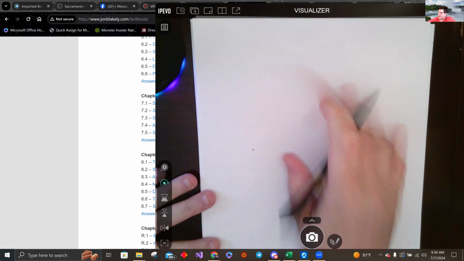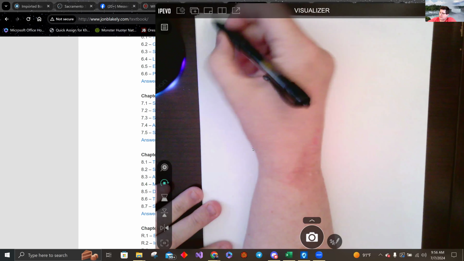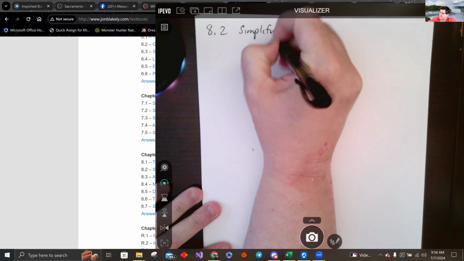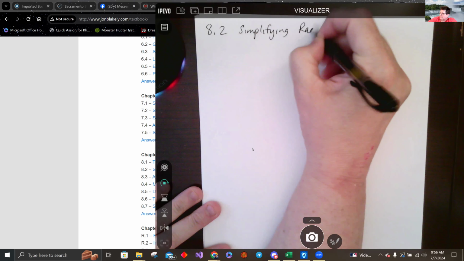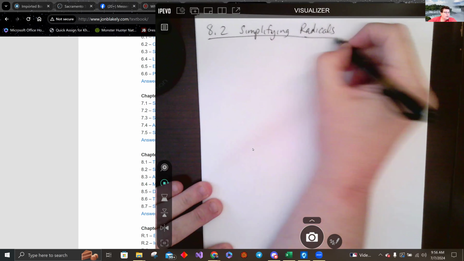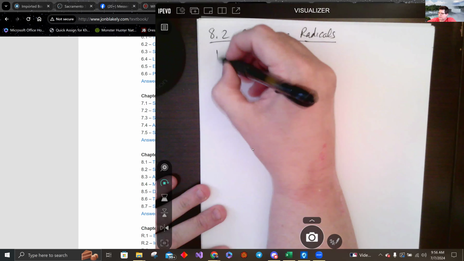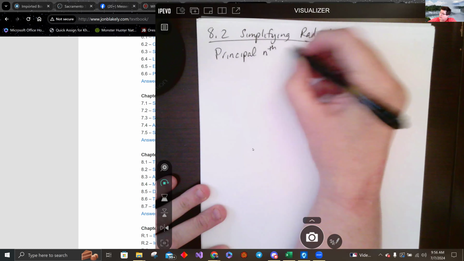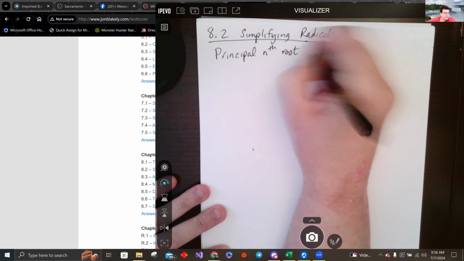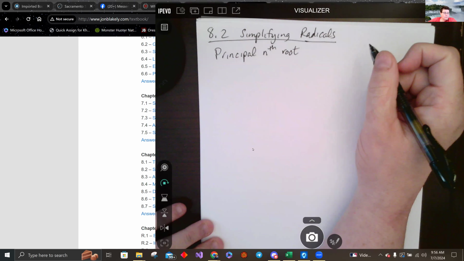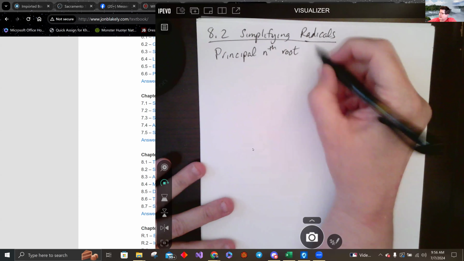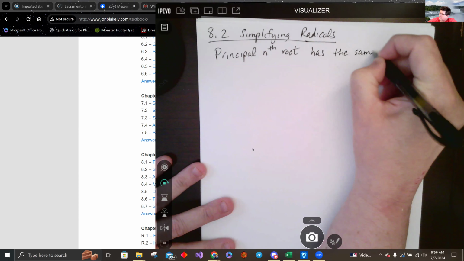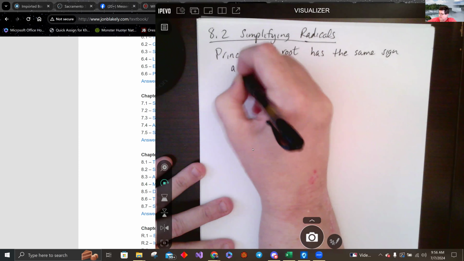We are doing 8.2. 8.2 is on simplifying radicals. We're going to start with talking about the principal root of n. The principal nth root, I should say. I said it wrong first. The principal nth root has the same sign as what's on the original.